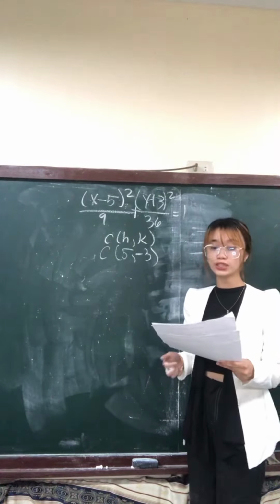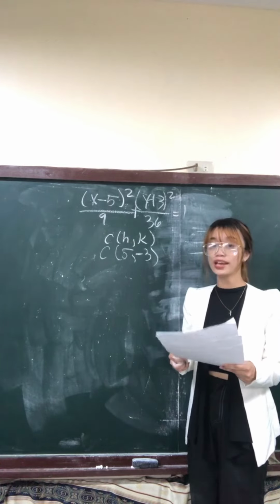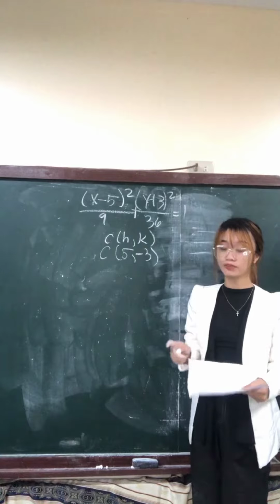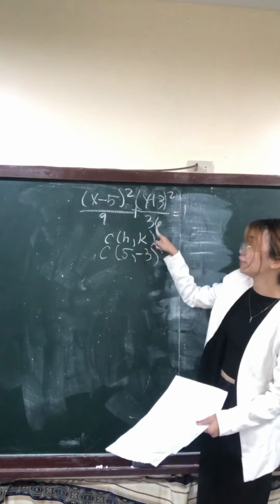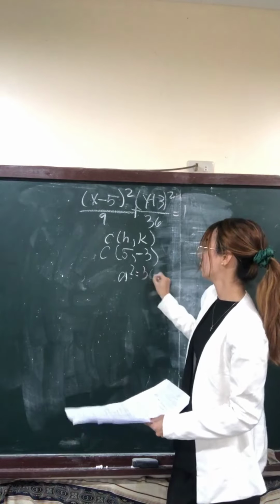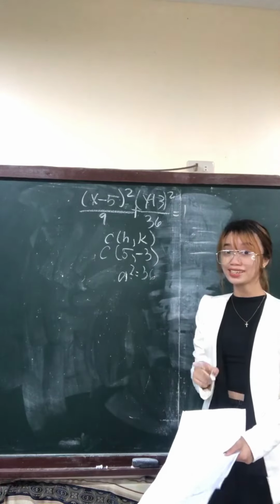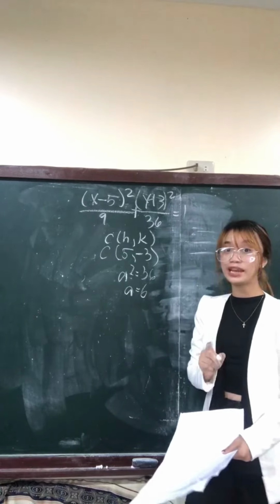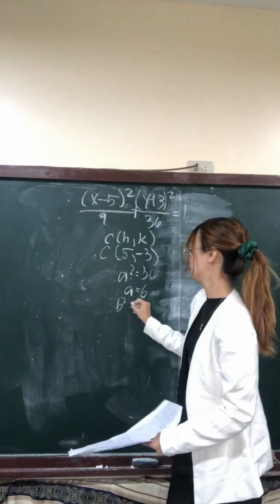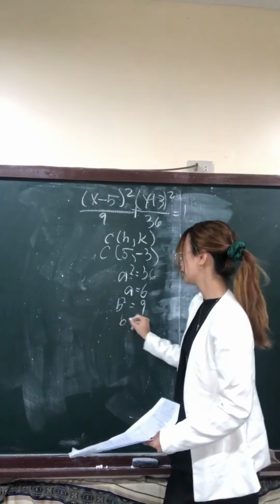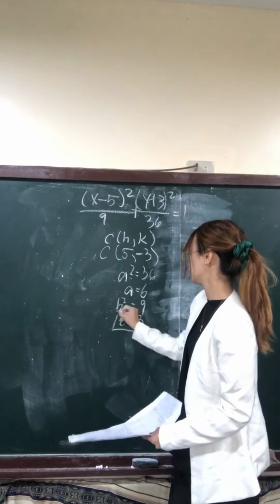And now we're going to determine the a and b values, and always remember that a should always be greater than b. So we have here 36, which is a squared equals 36, and the square root of 36 is equal to 6. And for the b value, we have 9, and the square root of 9 is 3. So we get b equals 3.